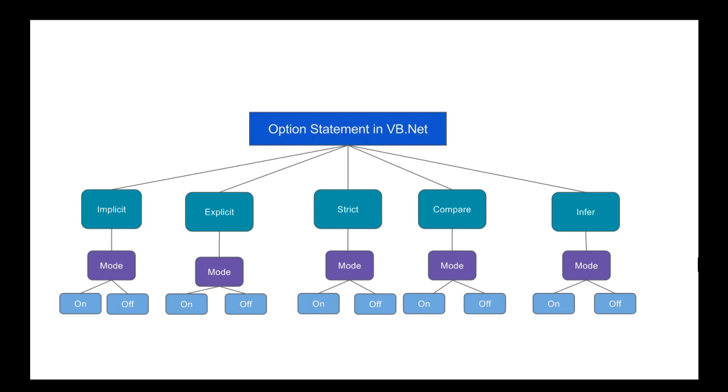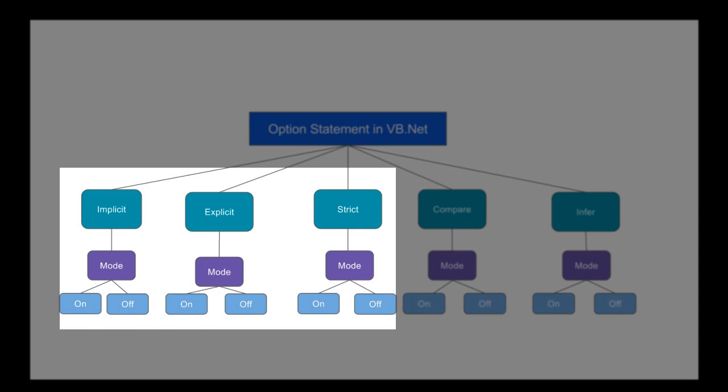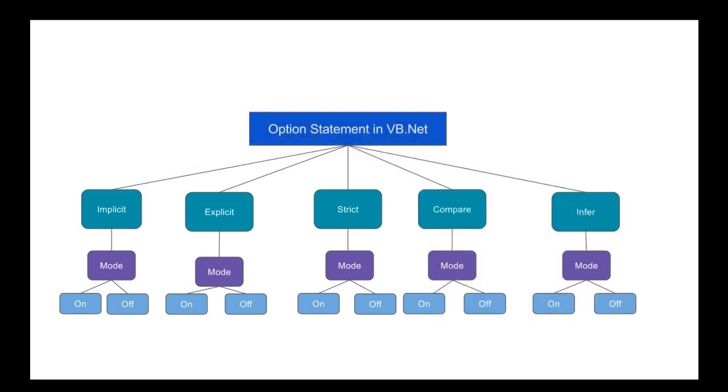The option strict indicates whether all variables will be of a specific type. Off is the default of option strict, and when you turn option strict on, the compiler restricts implicit type conversion, as we will see in our examples. Now, the compare option declares the default comparison method to use when comparing string data. Option infer indicates whether the compiler should determine the type of a variable from its value. In today's lesson, we will talk about the implicit, explicit, and strict option statements.